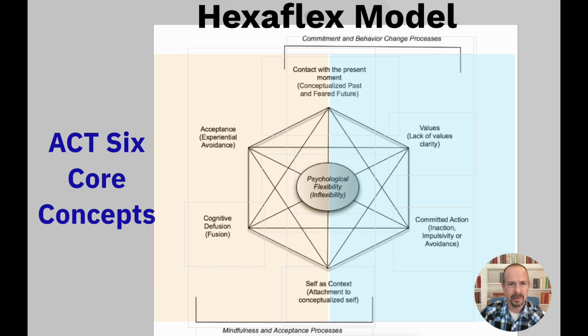Now, to the bottom left is cognitive diffusion. Now, cognitive diffusion is about learning to notice when you are getting caught up in or hooked by a thought or an emotion. This is oftentimes called in therapy rumination, or we get clients that do get caught up or hooked by thoughts and emotions, and it's difficult for them to come back to the present moment.